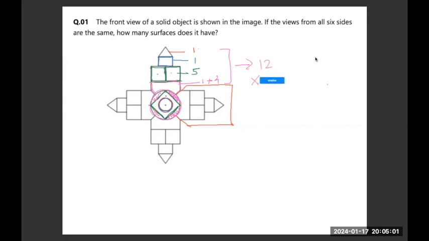This is going to happen on all the 6 sides, so multiply by 6: 72, which is the total number of surfaces that this symmetrical object will have. Any doubts, any questions? Okay.